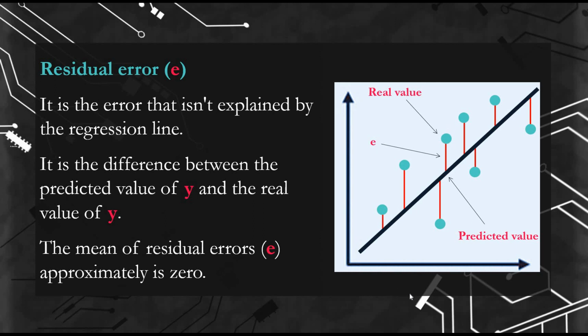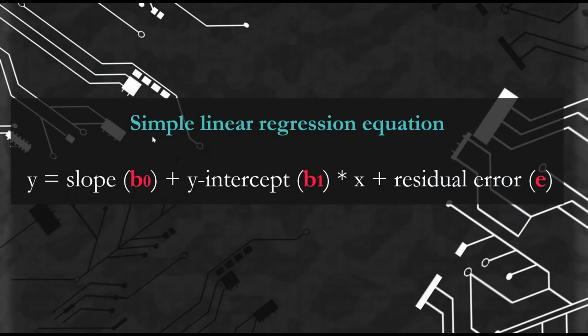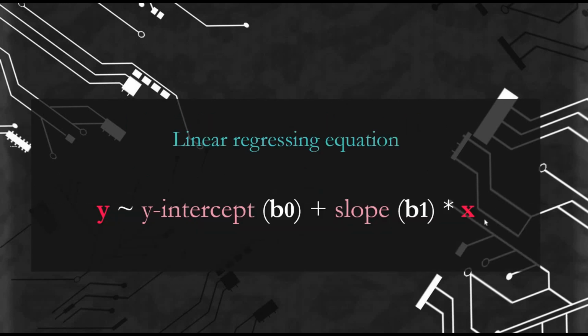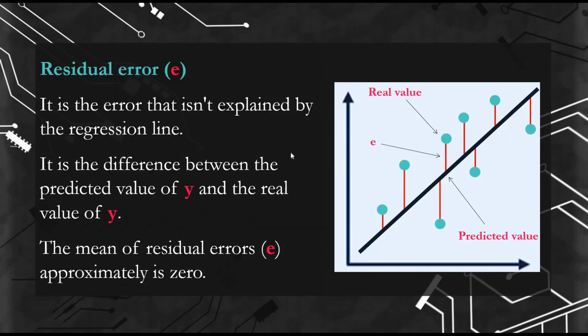Generally, the mean of residual error, E, is approximately 0. So, instead of writing our equation plus residual error, we will write it without residual error since it's 0. So, why do we need to calculate residual error if we are not using it in our equation?